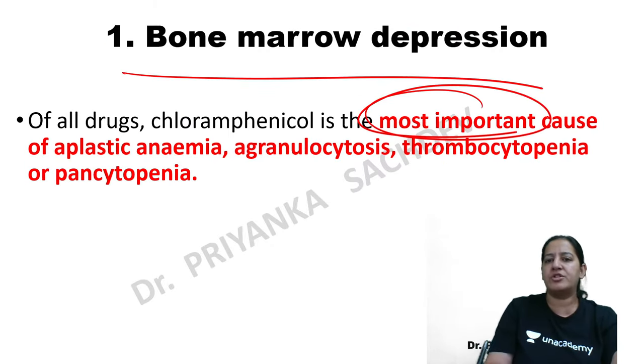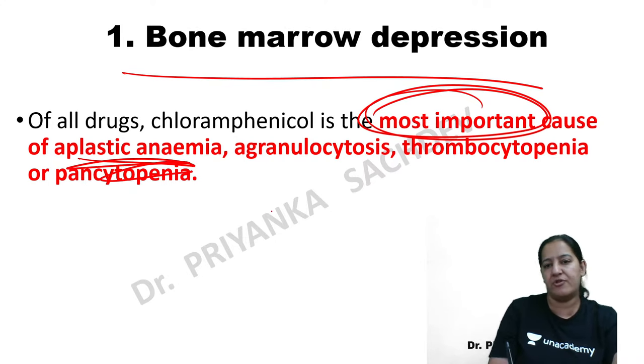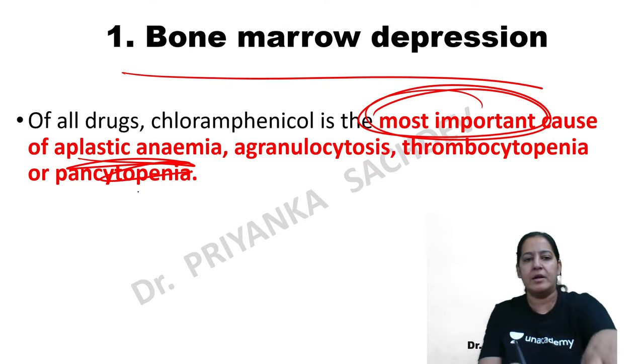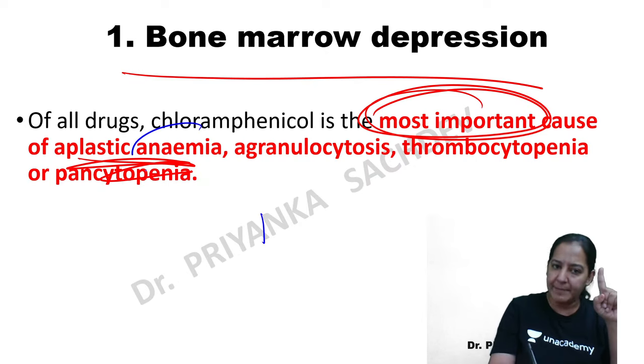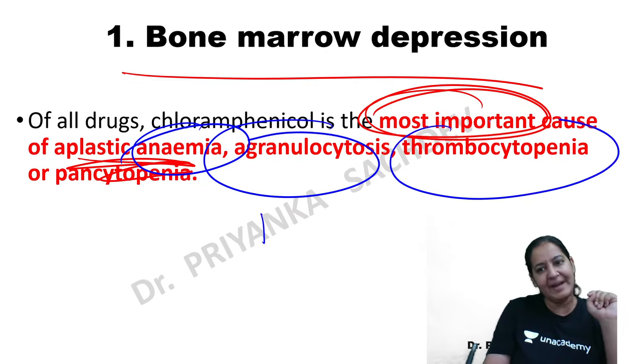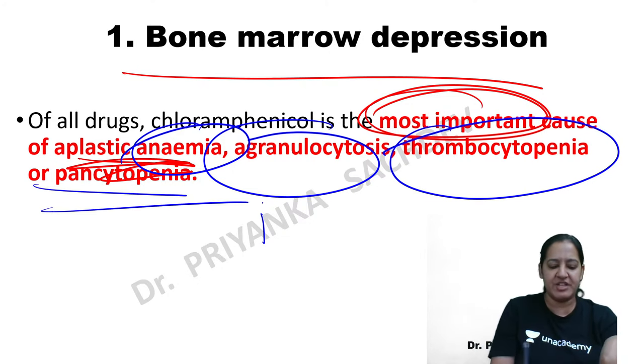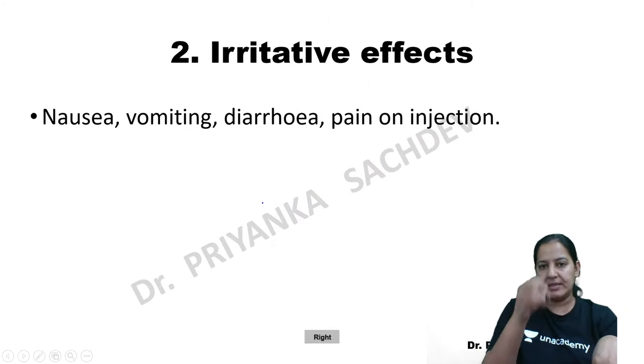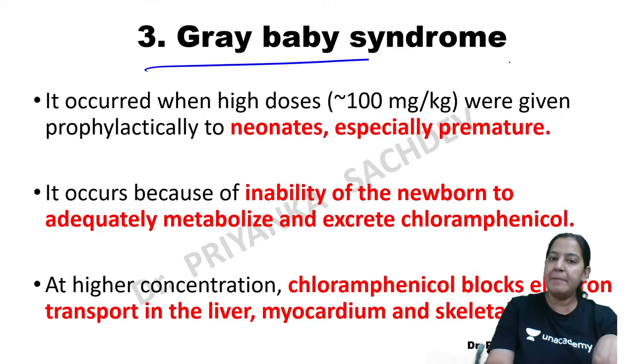It is the most important cause of aplastic anemia among the drugs. So three things will reduce in the blood. The blood will have less RBC, so anemia, less WBC, so agranulocytosis, and less platelets, that is thrombocytopenia. Basically, patients have pancytopenia, right? So that is the thing. Irritative effect to theek hi hai. Gray baby syndrome kya hai?